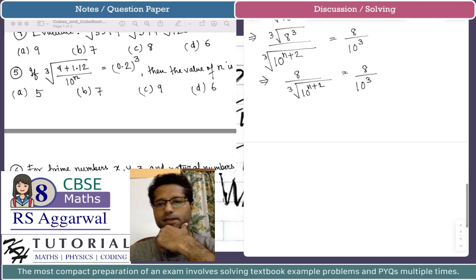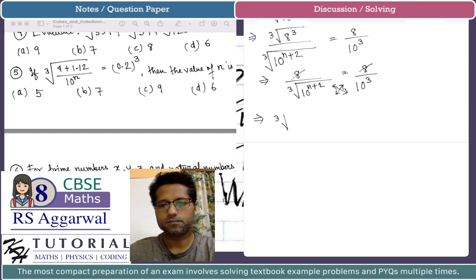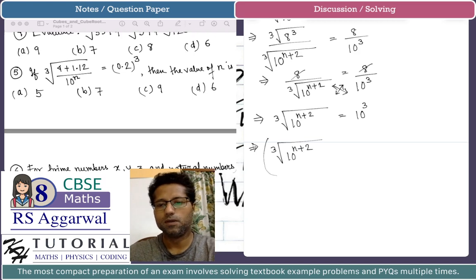Now we can cancel 8 from both sides, and doing cross multiplication, we can equate the cross products, and we will have cube root of 10 to the power n plus 2 is equal to 10 cube. Now cubing both sides, or we can say if I take the power of 3 on both sides, I will get cube root of 10 to the power n plus 2, and if I take a cube of both sides, it will be equal to 10 cube and cube.